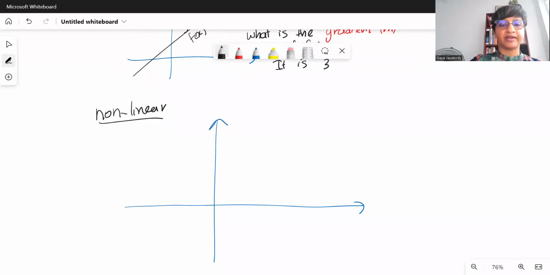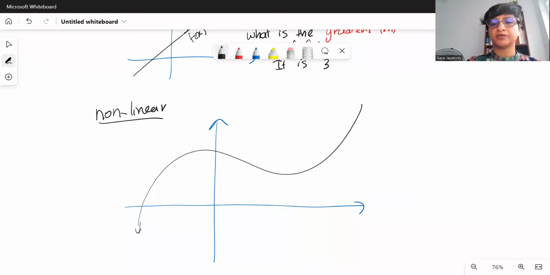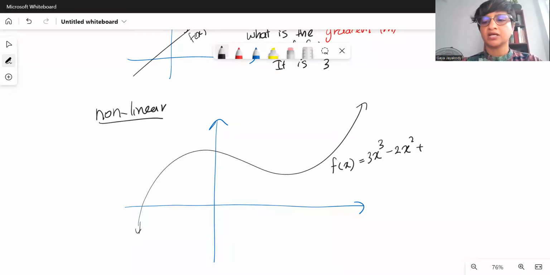For example, imagine I draw a random one like this. This is my f of x. I will give you a random example, this is not exact, okay? This could be 3x cube minus 2x squared plus 4. Or y equals 3x cube.